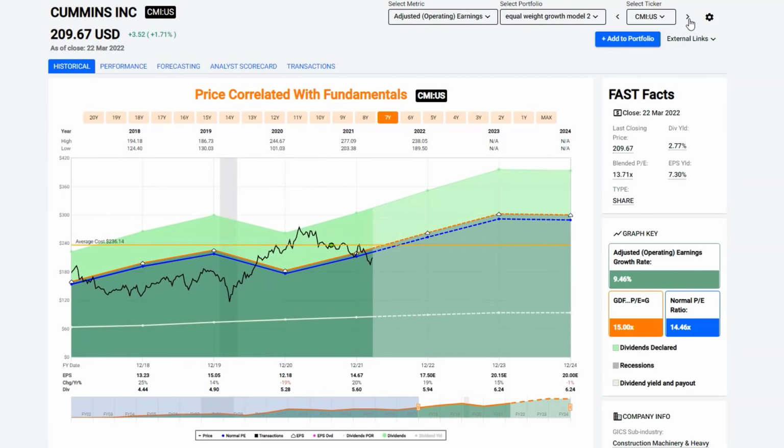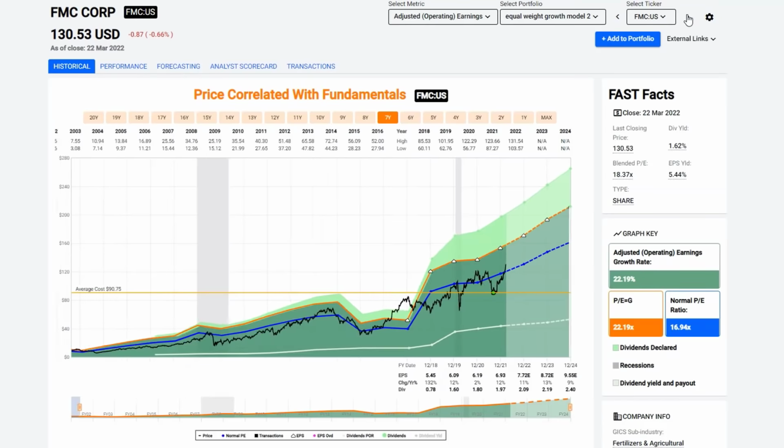Cummins was slightly overvalued, and we talked about that, or I talked about it when I did the video. So it's been underperforming, but it does give us potential to do well for us over time.